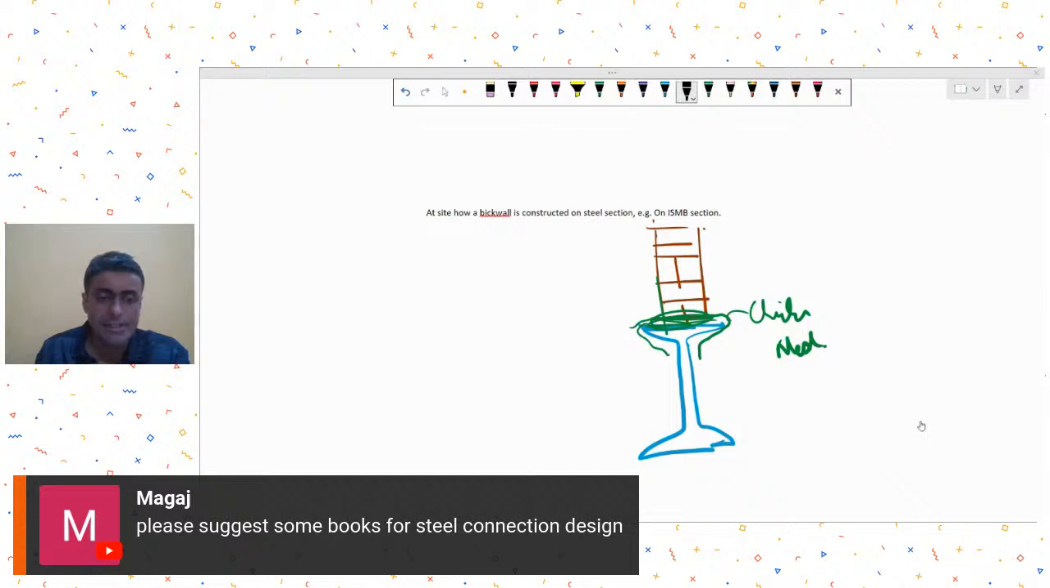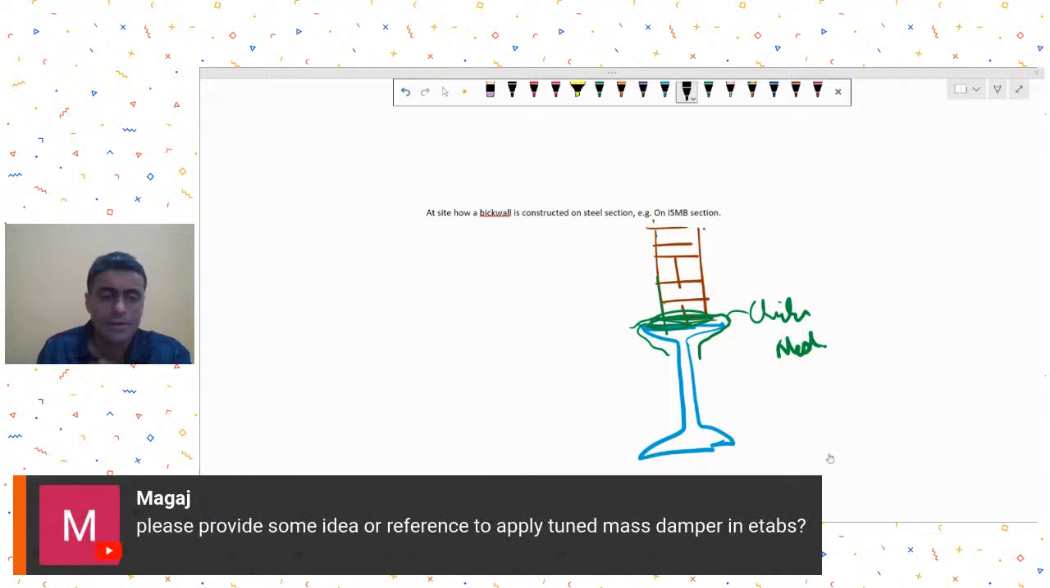Mr. Magaj is saying, please suggest some books for steel connection design. For steel connections, I only refer one book, which is by Professor N. Subramanian. You can refer to that. Maybe you can refer to some AISC documents. Other than that, I don't usually refer to books. Mr. Magaj is also asking, please provide some idea or reference to apply a tuned mass damper in ETABS. I have no idea. Neither do I have a reference, nor have I ever provided a tuned mass damper in any of the structures I have done in ETABS. So I have no idea.